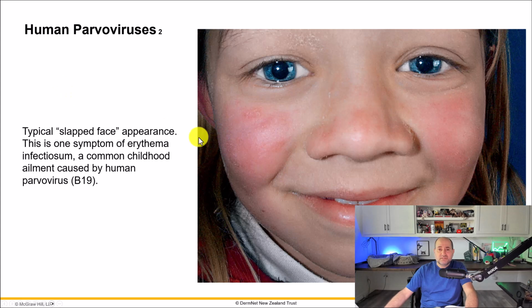Here you can see that rash formed on the face due to that parvovirus. They call it a typical slapped face appearance because it looks like some kind of contusion has happened to the skin. You know, the skin's been slapped and so it looks rosy.